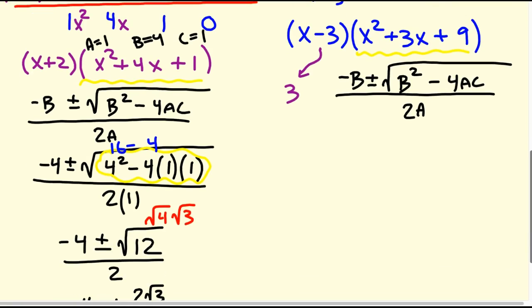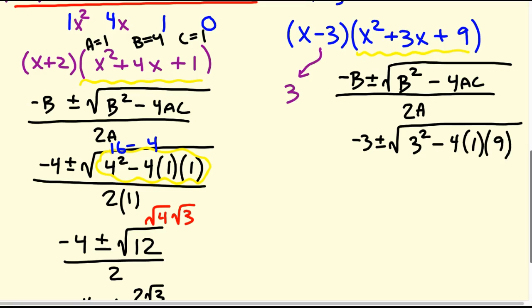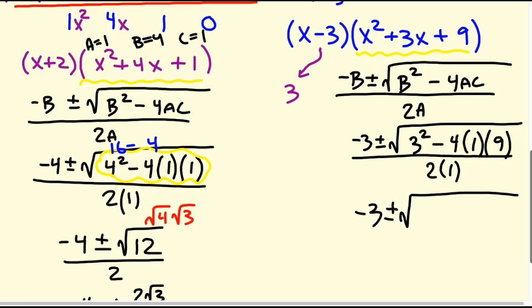So opposite of b, that's going to be the opposite of 3, so negative 3 plus or minus the square root of 3 squared minus 4 times 1 times 9, all over 2a, which is all over 2 times 1. Okay, clean that up. Negative 3 plus or minus the square root of, what is that stuff inside the radical? That's going to be 9 minus 36, that's like negative 27, I think. Okay, so negative 3 plus or minus the square root of negative 27 all over 2.